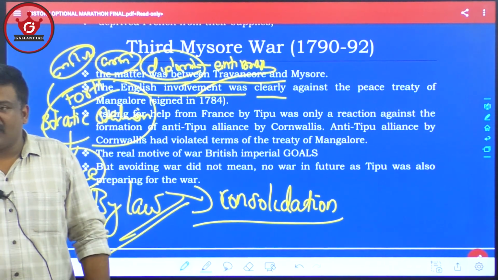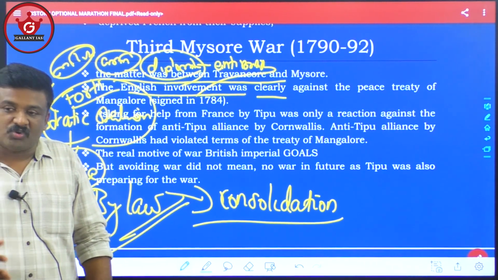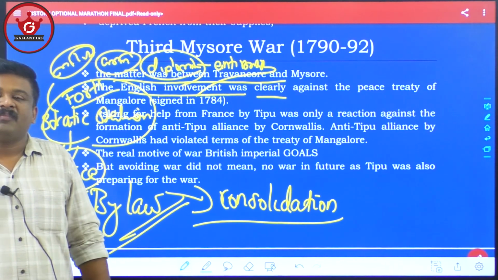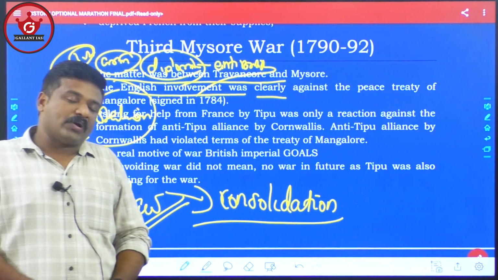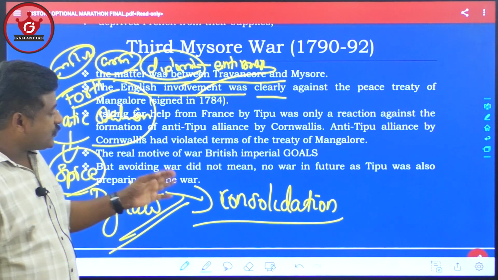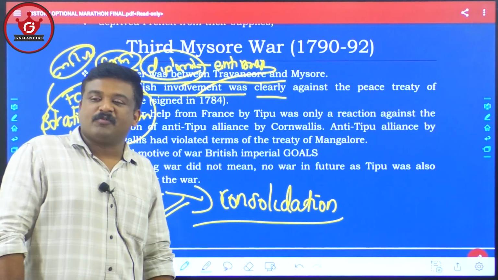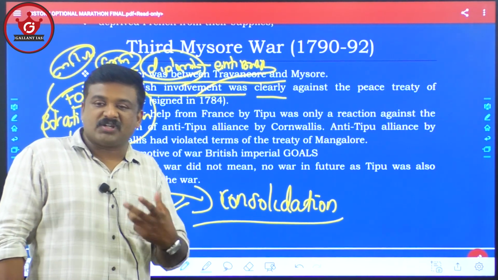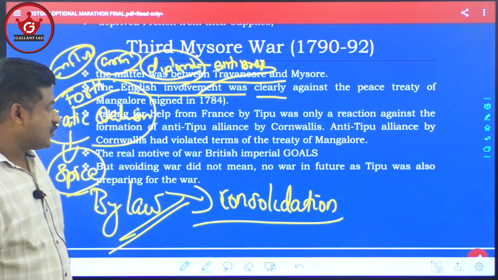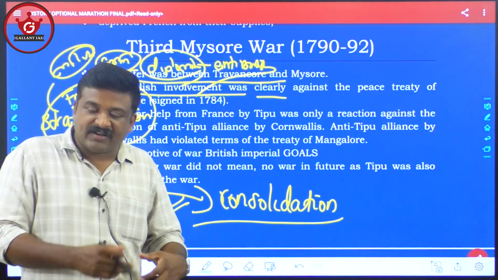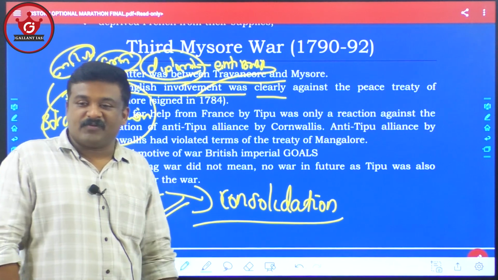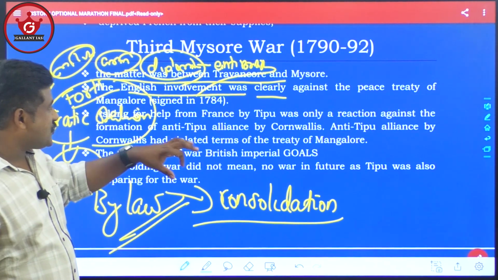And he wanted to oust the Britishers from Indian soil. So actually, even if Cornwallis didn't start, obviously, who will start? Tipu will start, because he wants to avenge his defeats and setbacks. He was making friendship alliances with other European powers. So these areas you have to cover well.